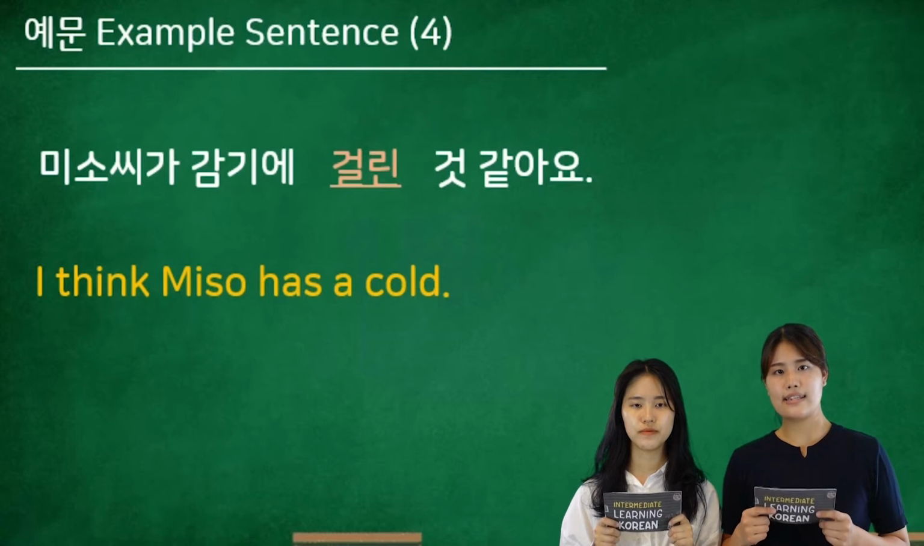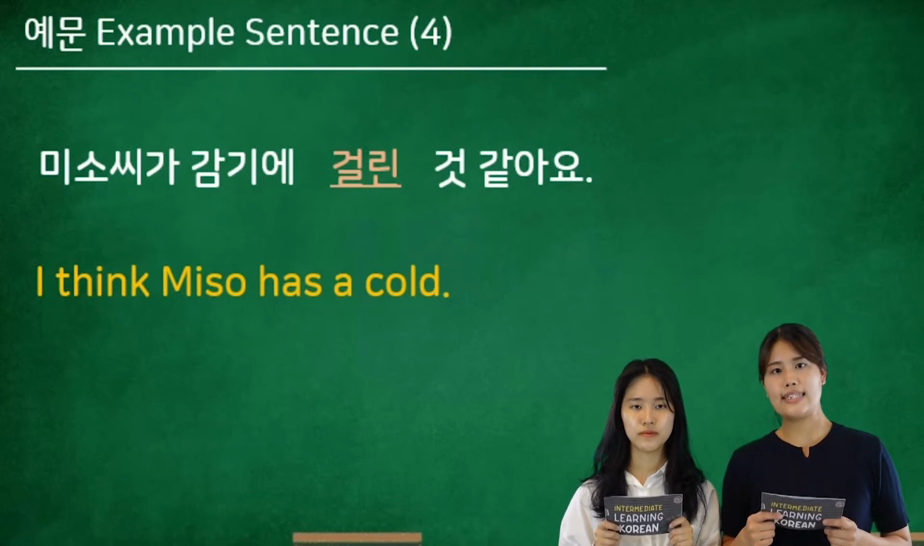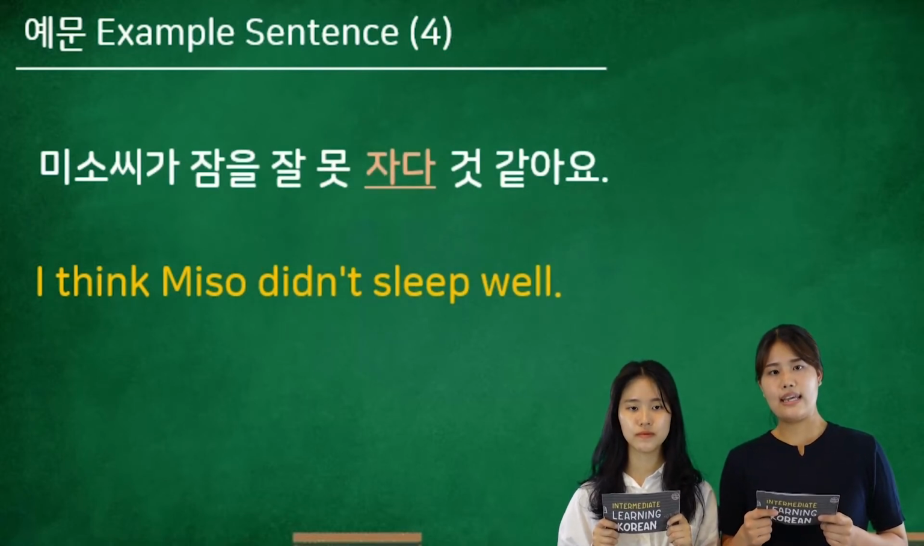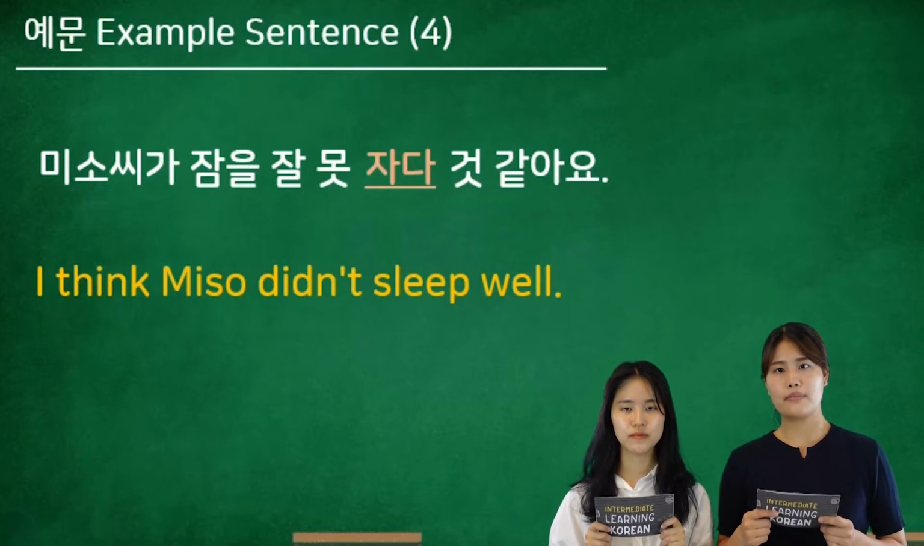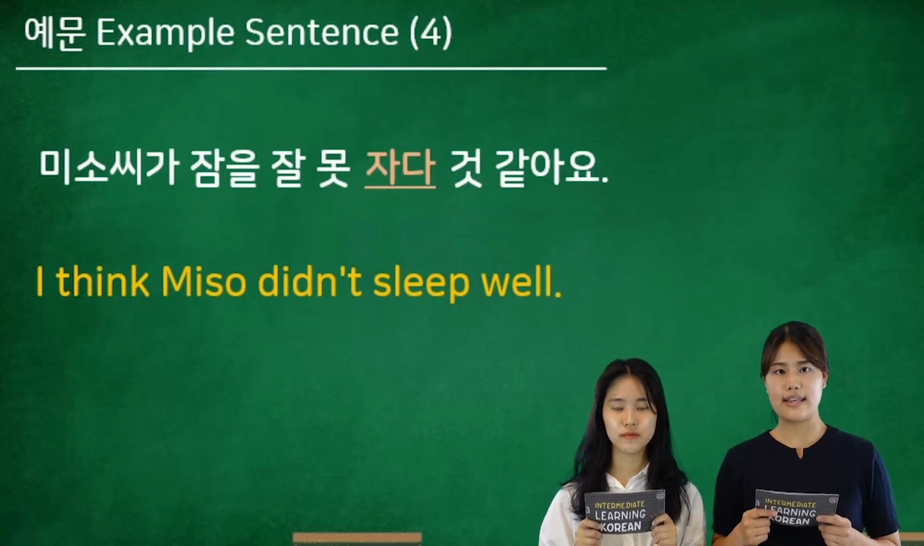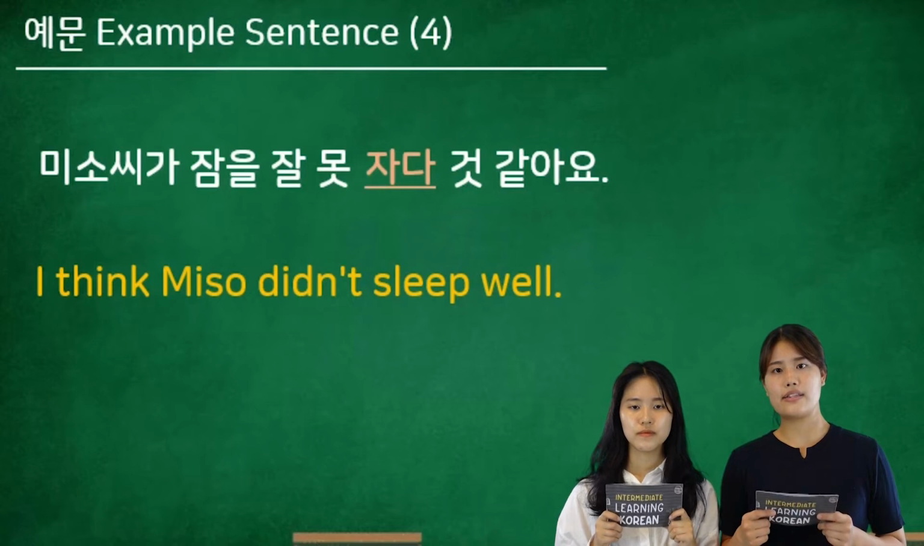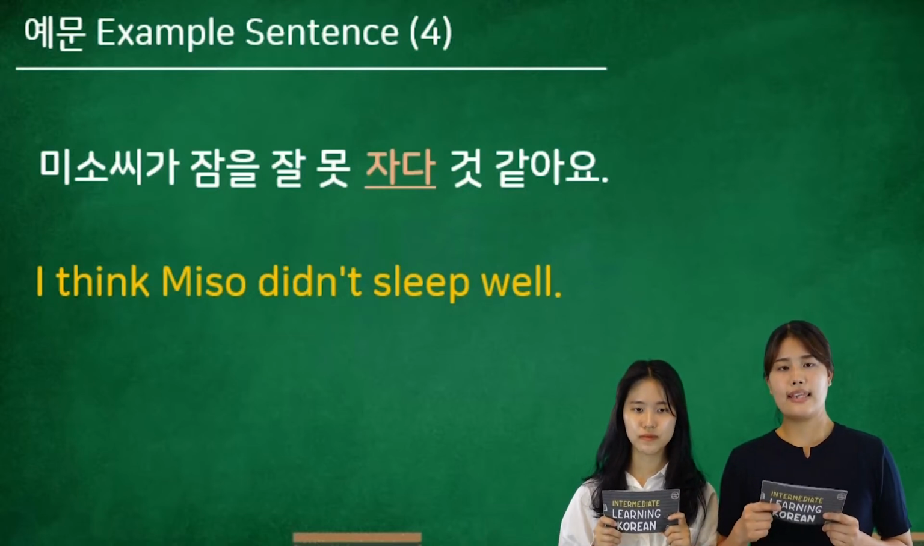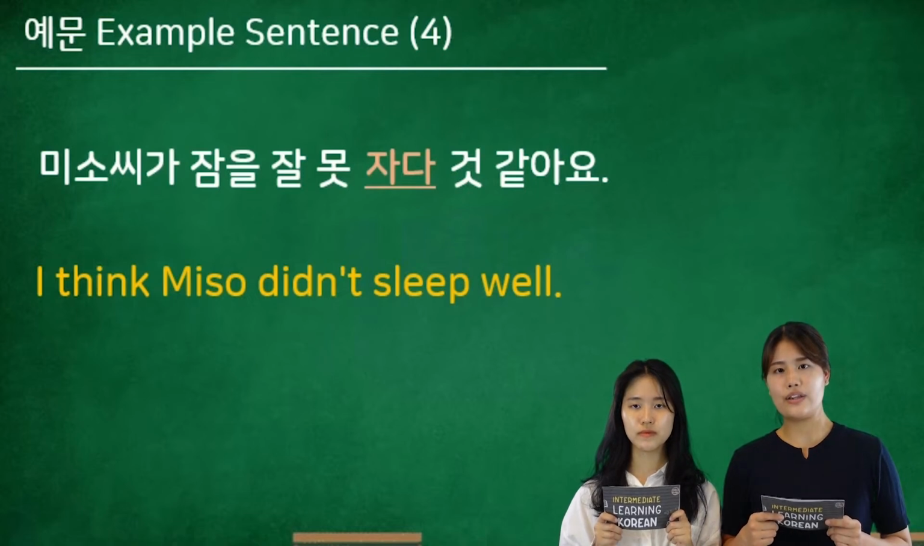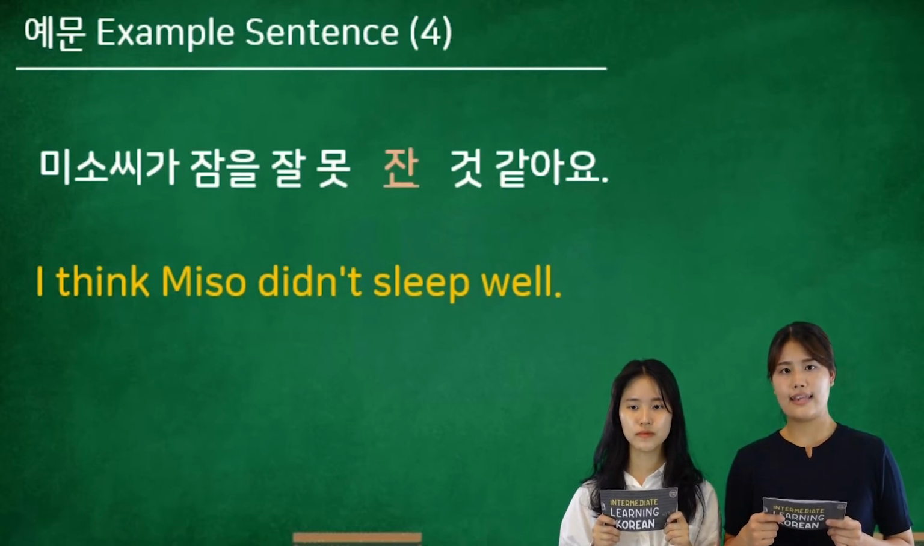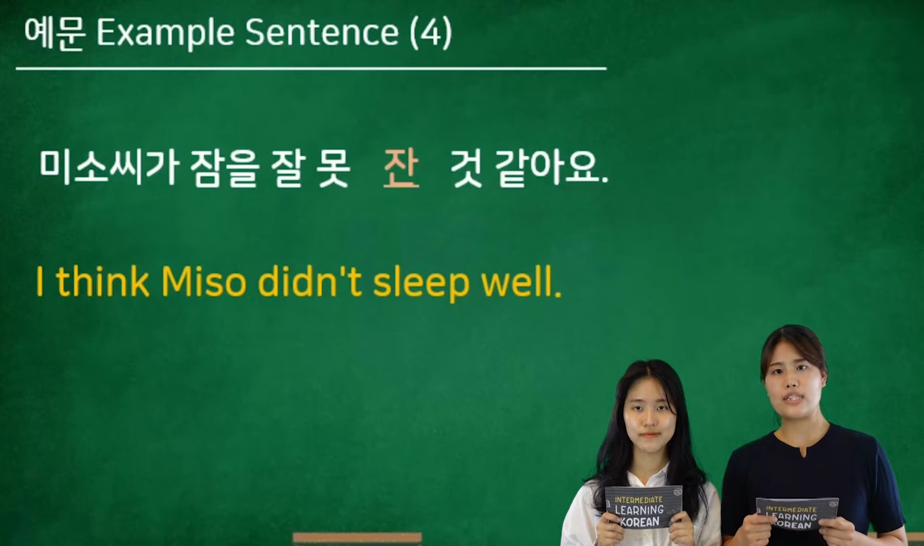This is the last example. 미소 씨가 잠을 잘 못 자다. If you remove 다 from the verb 자다 in this sentence, can you see that there is no final consonant in the stem of the verb? Then we can use 니은 것 같다. Then it becomes 미소 씨가 잠을 잘 못 잔 것 같아요.